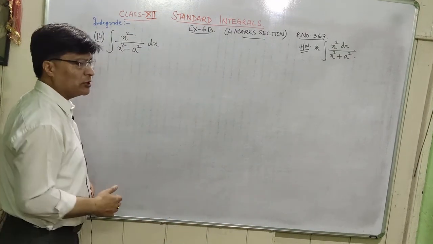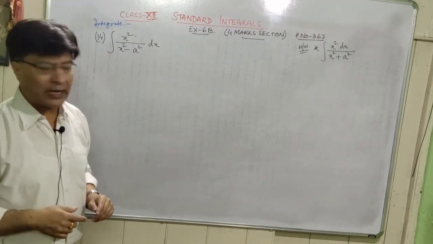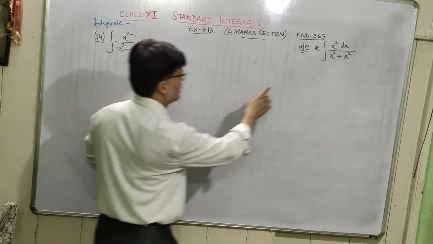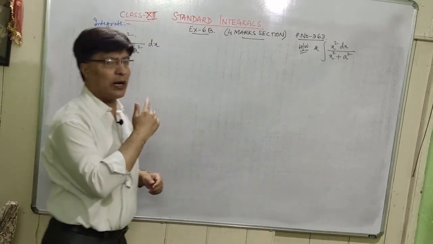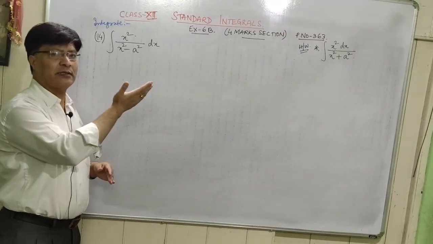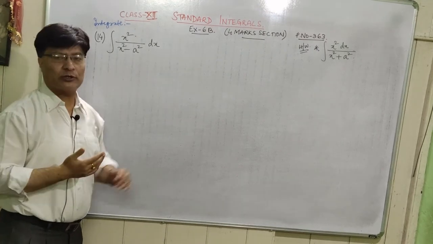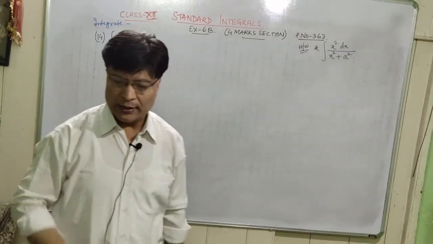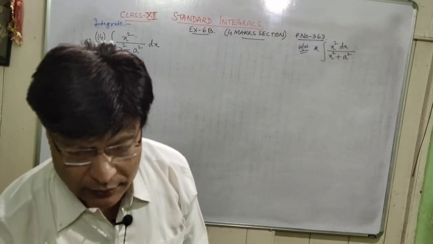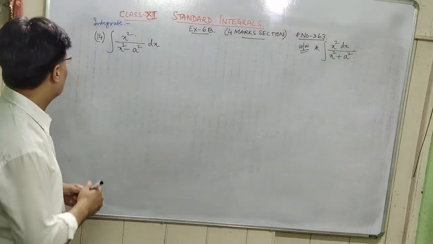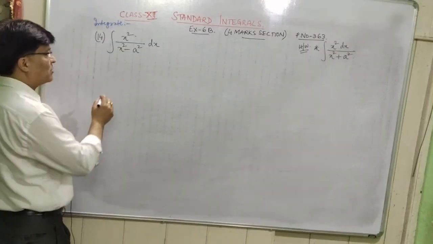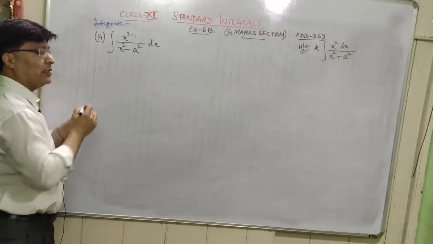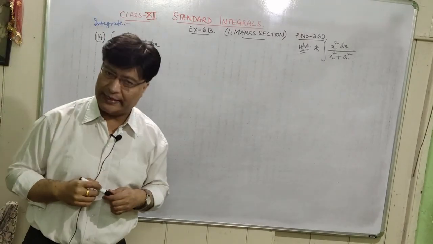These two questions are of similar type; instead of the minus sign here it is plus. I will do this one, and the same method may be applied for that one also. That is your homework. Okay, so let's do question number 14: the integration of x square divided by x square minus a square dx.